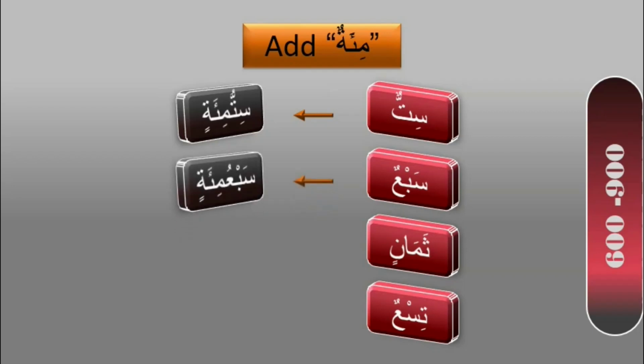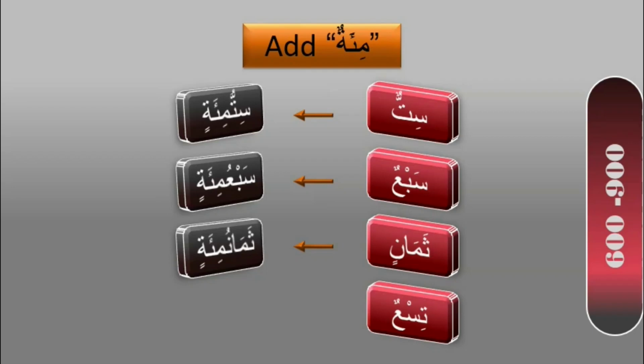Similarly, we add mi'atun at the end of sab'un, it became sab'u mi'atin. So sab'un 7, sab'u mi'atin 700. Similarly, we have thamanin, we add mi'atun at the end, it became thamanu mi'atin. So thaman 8, thamanu mi'atin 800.